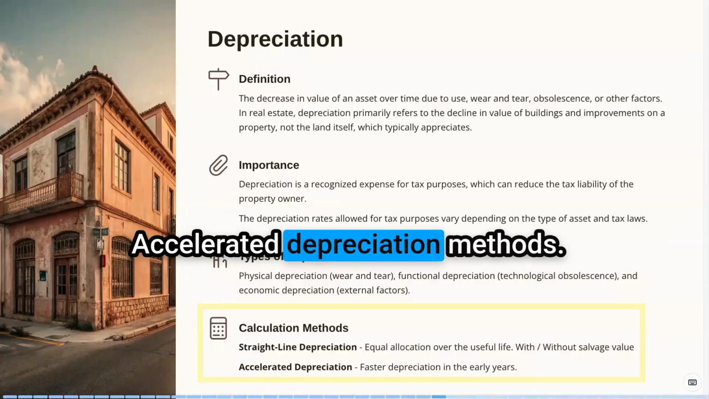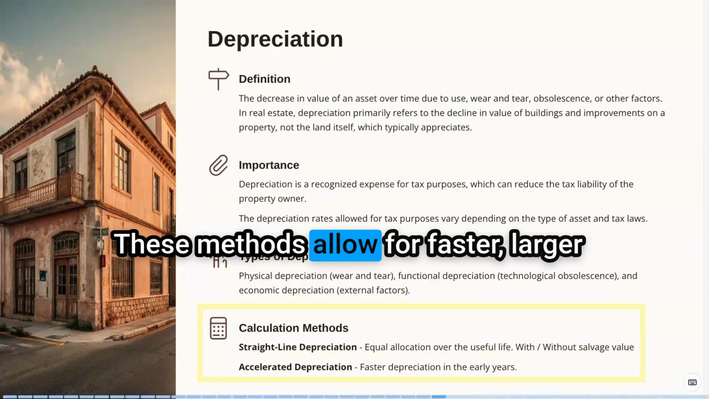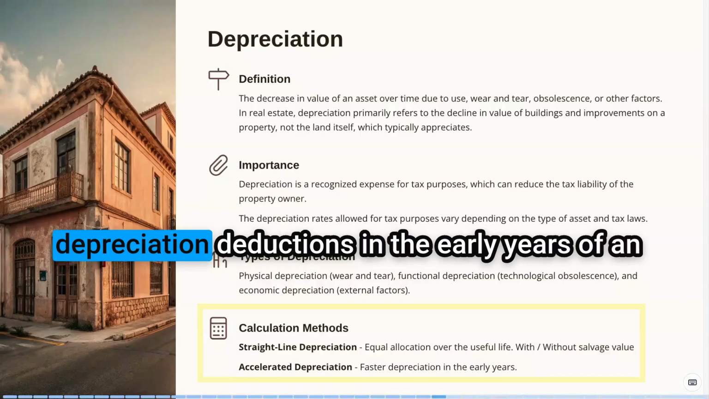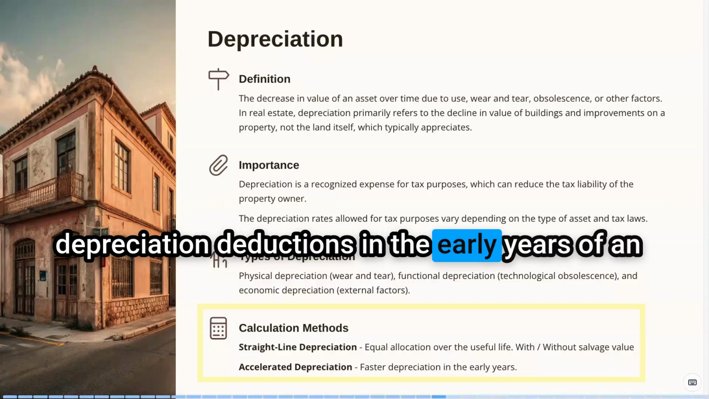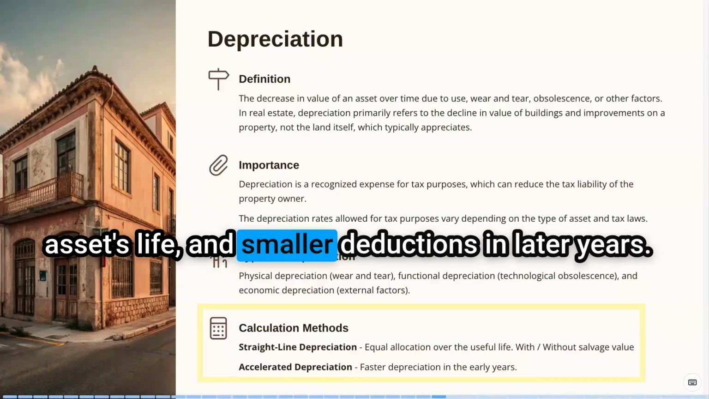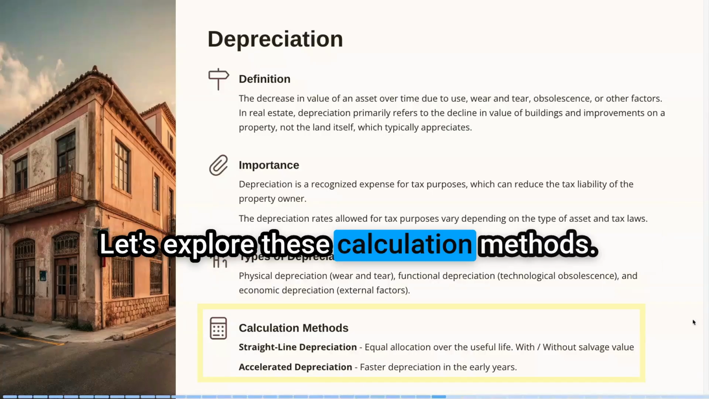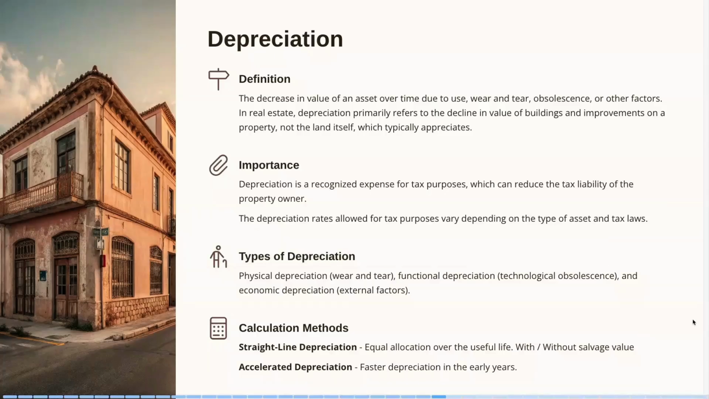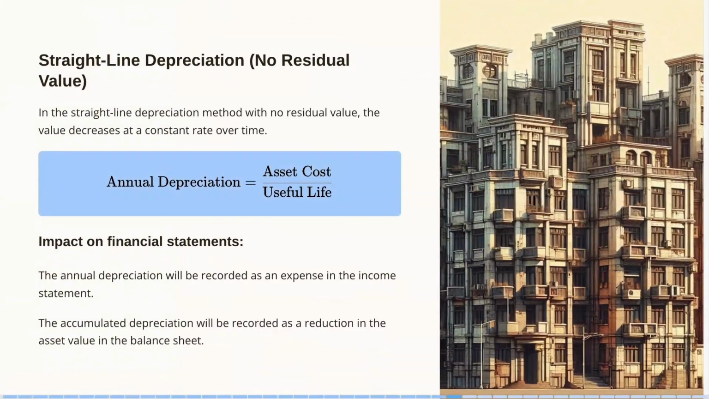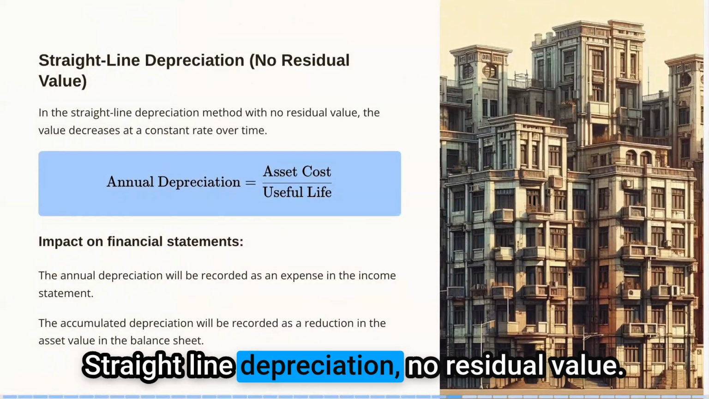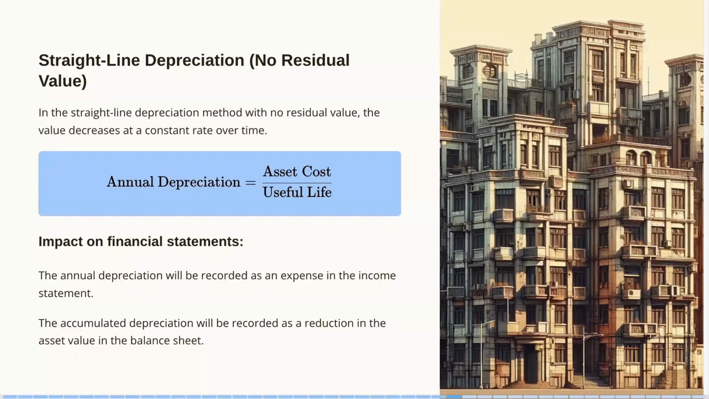Accelerated depreciation methods. These methods allow for faster, larger depreciation deductions in the early years of an asset's life and smaller deductions in later years. Let's explore these calculation methods. Straight line depreciation, no residual value.